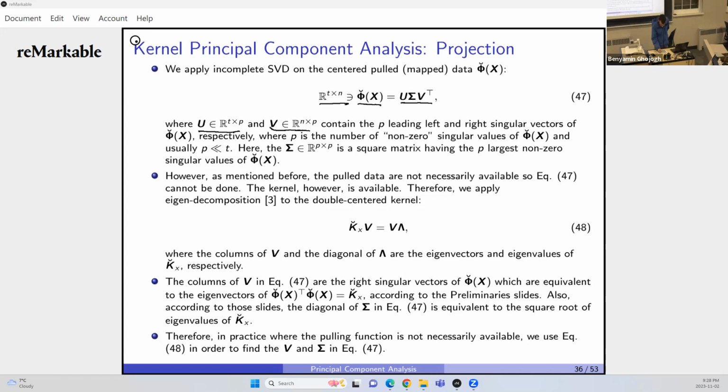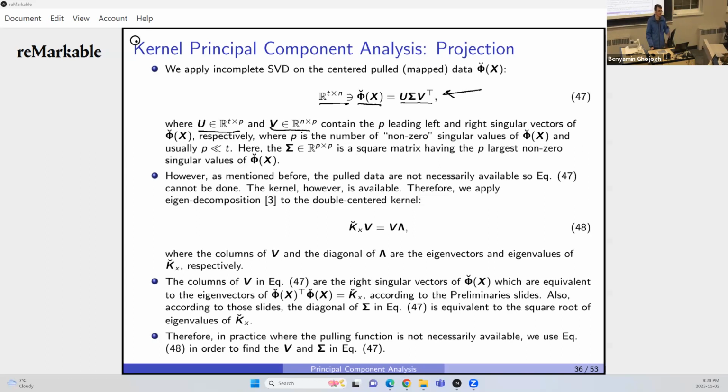But can I find this? Can I calculate equation 47? Can I apply SVD on phi breve X? I can't. Why? Do I have phi breve X? Do you remember I told you in kernel SVM?